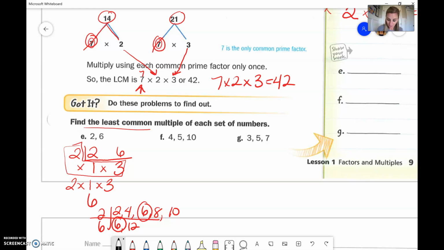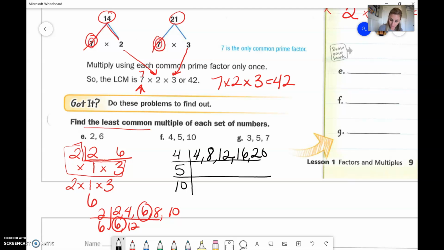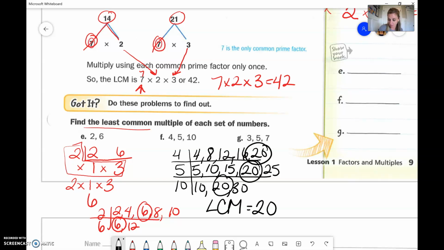Okay, let's take a look at 4, 5, and 10. So we're going to list, I'm going to go ahead and make a list, and I'm going to have 4, 5, and 10. And we're going to go ahead and list out the multiples. So 4, 8, 12, 16, 20. We could keep going. 5, 10, 15, 20, 25. I mean, we could keep going. 10, 20, 30. Do I need to go any farther? No, look at that. My LCM of 4, 5, and 10 is 20.